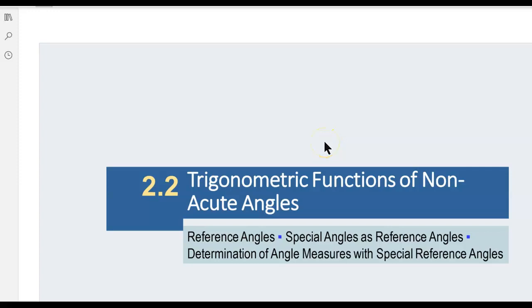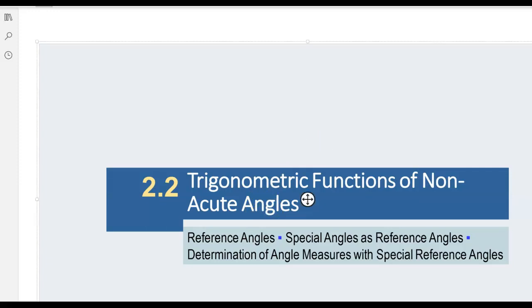At 2.2 from our textbook, we're going to start thinking about trig functions of non-acute angles. In the last section, we were talking about trig functions for angles that were less than 90 degrees. Now we're going to look at anything else that can go from 90 degrees up to 360 degrees. And we're going to use the information we had from the last section to guide our thinking.